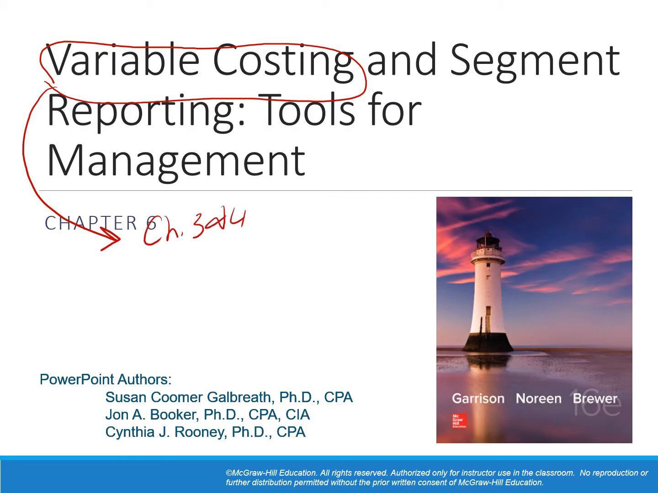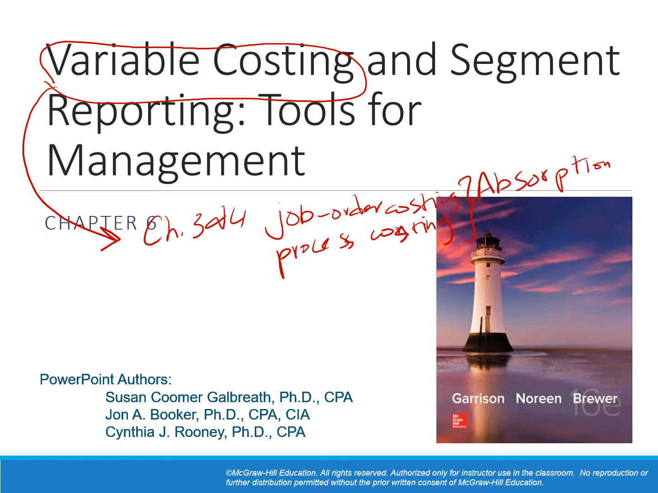In chapters 3 and 4 we had the job order costing and the process costing accordingly. Both approaches of costing belong to the family of absorption costing. And in absorption costing, we call it absorption because the product cost absorbs all.